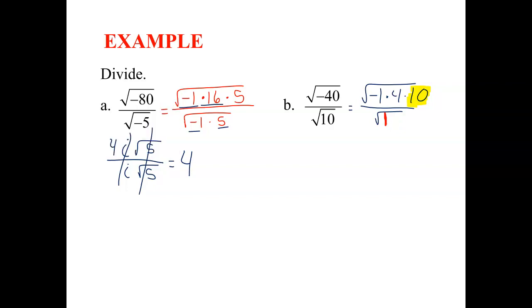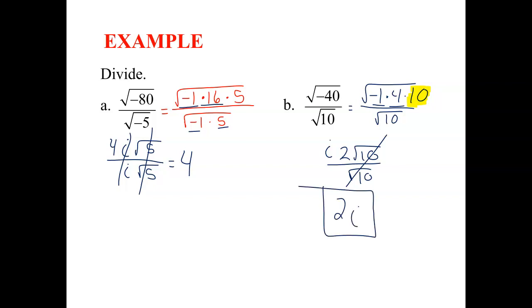10. Okay. Good. We bring out the i. We bring out the 2. We leave root 10 and root 10. Those cancel. So I got it right. Yes, I did it in my head. Good job. Good job. All right.